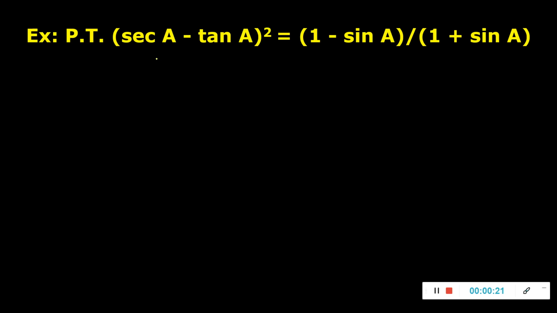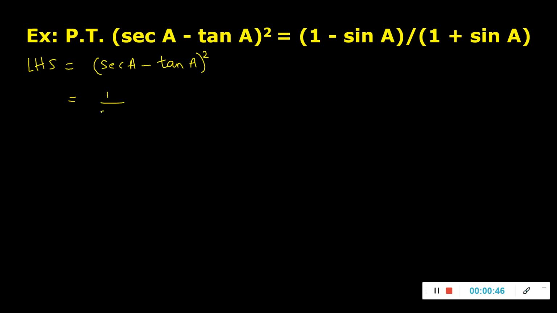So it is very obvious that you want to express the terms on the left hand side in terms of sine and cosine terms. So let's get started. So first of all, let's consider the left hand side. So this is equal to (sec A minus tan A) whole square. So I'm going to write this in terms of sine and cos terms. That is the most important hint.